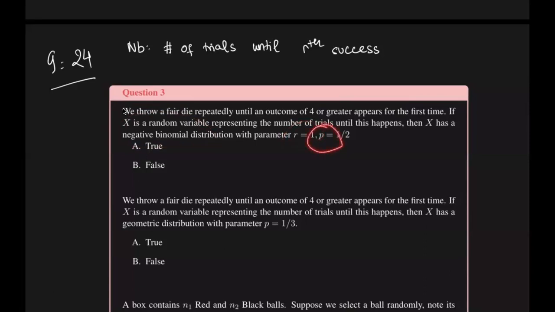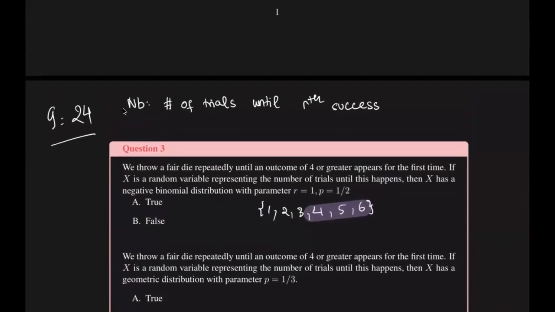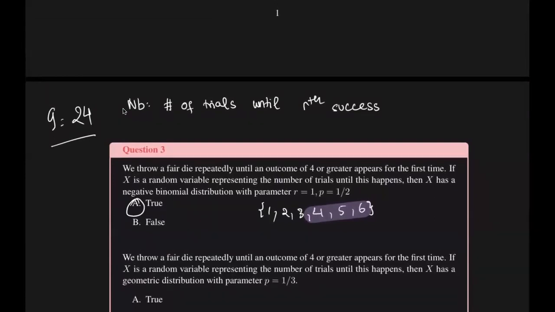And p denotes the probability of success. We denote the event success as when we had an outcome of 4 or greater. So when you roll a die, you can have 1, 2, 3, up to 6. And the outcome of 4 or greater is 4, 5, and 6. So the probability that we get 4 or greater is 1/2. So p is 1/2 is correct. So this part is true.